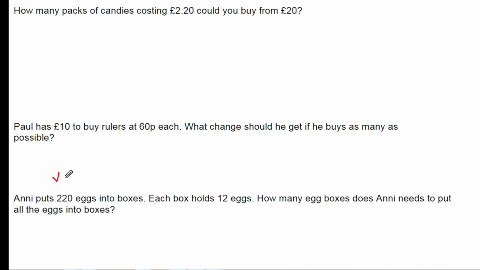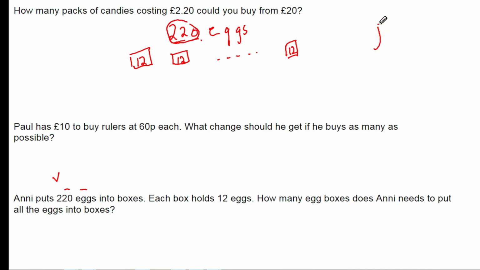Look at this last question now. Annie puts 220 eggs into boxes. Okay, so it means 220 eggs are the total eggs, right? 220 eggs Annie actually has. Each box holds 12 eggs. Each box, we are making boxes over here. How many egg boxes does Annie need to put all the eggs into boxes? It means we need to find the number of boxes, right?